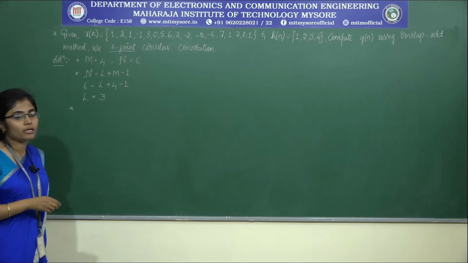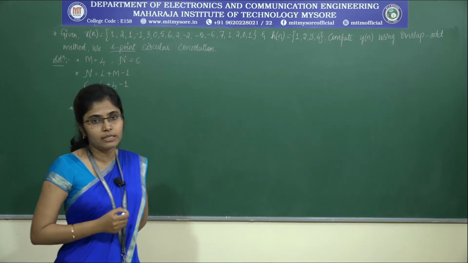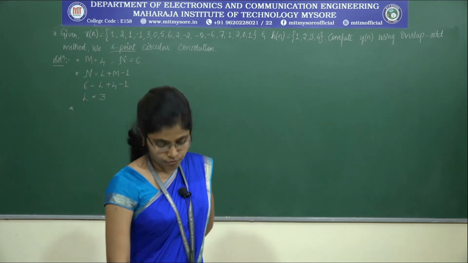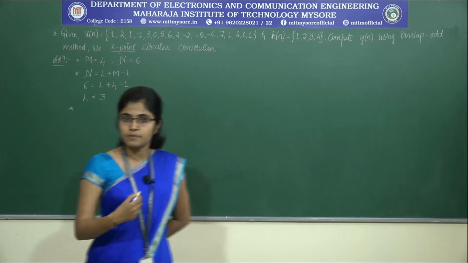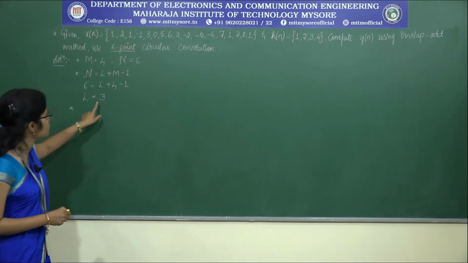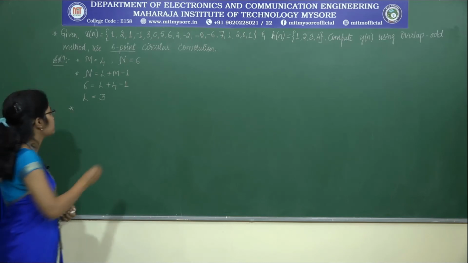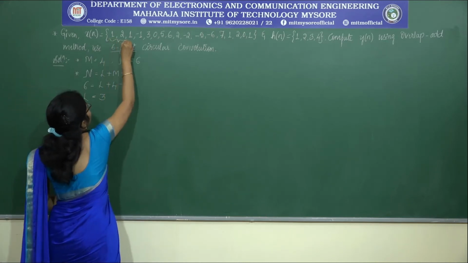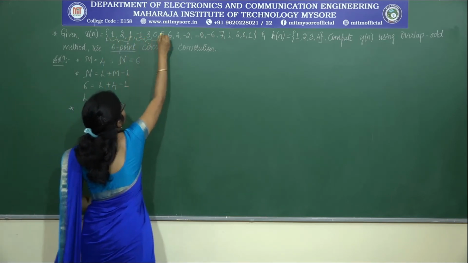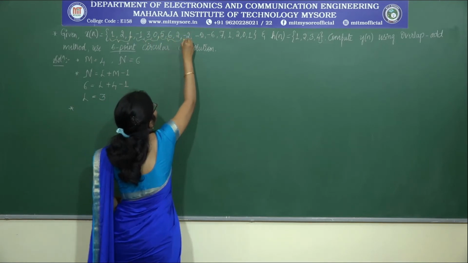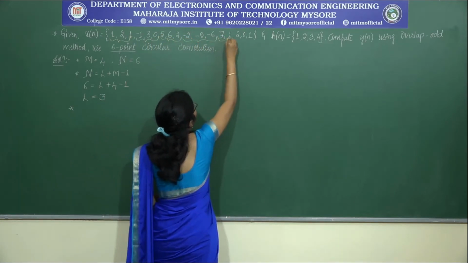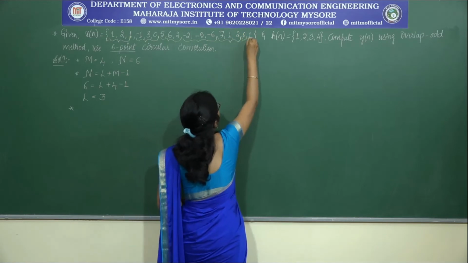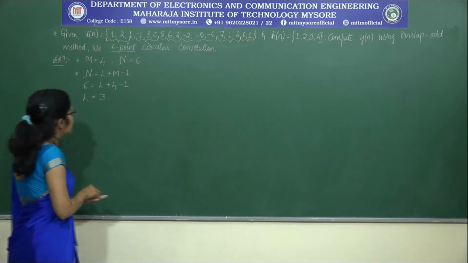In the next step, I need to divide the input sequence x of n into subsequences, and each sequence should contain 3 samples. So, let us start dividing. This is the first one, second, third, fourth, fifth and the last one. Let us tabulate all those.